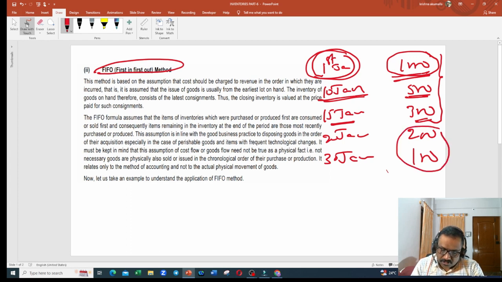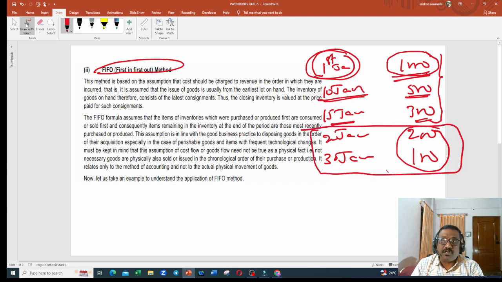Now I am left with 200 and 100. So this will be there in my closing stock by the end of 31st January: 200 and 100, which were purchased on 20th January and 30th January. Simple. Whatever I purchased first, 1,000, I issued to production. Then I issued the 500, and the 300 I purchased, I issued to production. When I got to the month end and looked at my inventory, I could see 1,500 already issued to production, and the stock left is 200 and 100. That is my closing inventory.